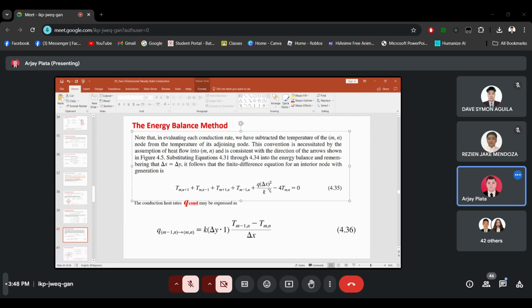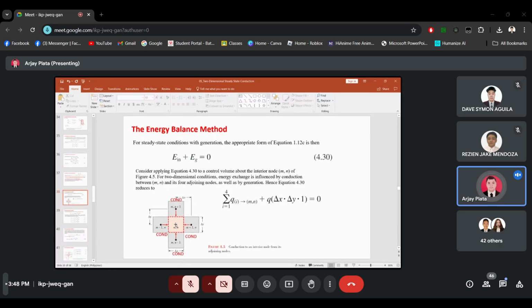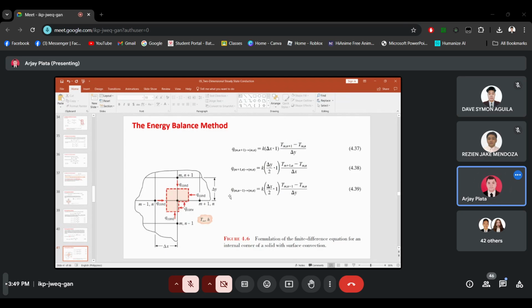wherein we have no convection. So how about if we have a convection? So this is for this case, no convection. So this case 1. If we have convection, the formula will be different.